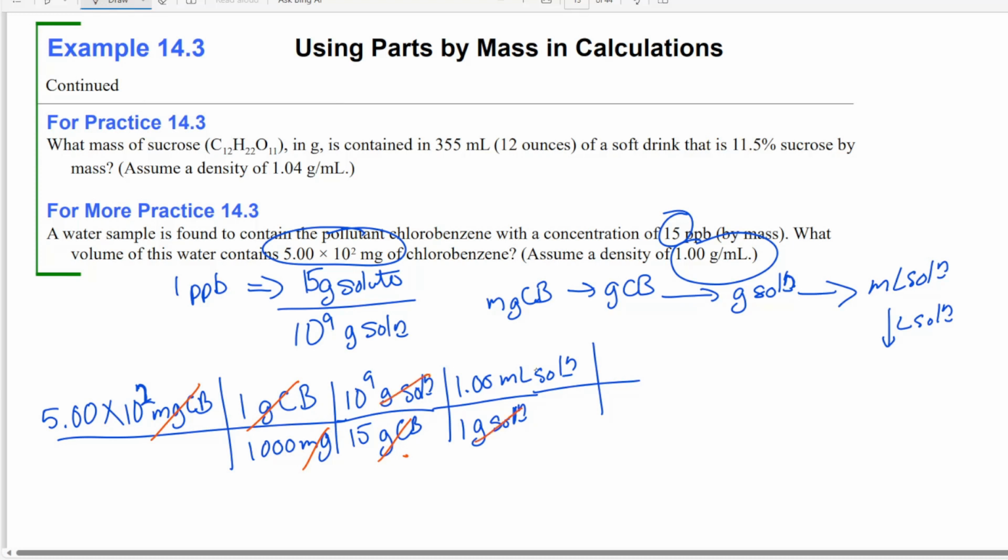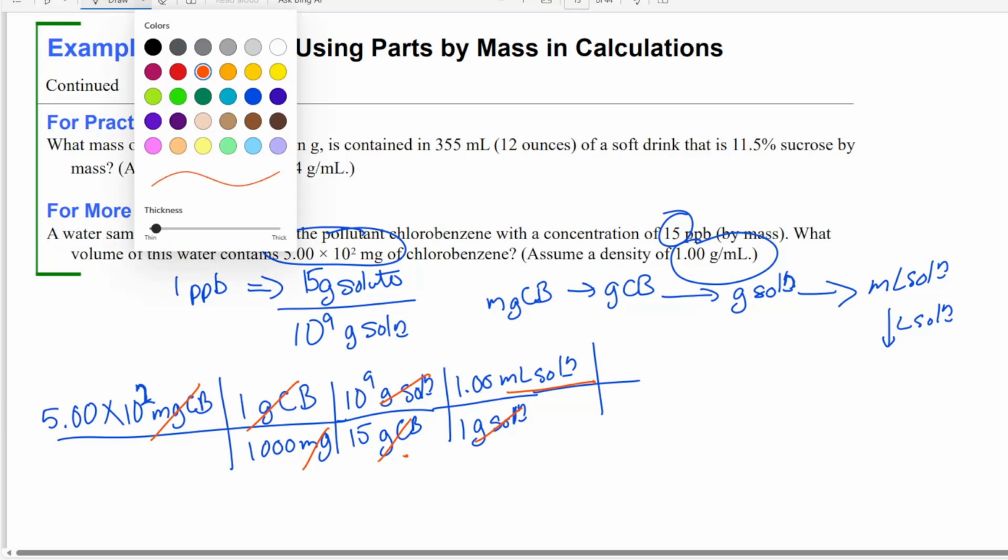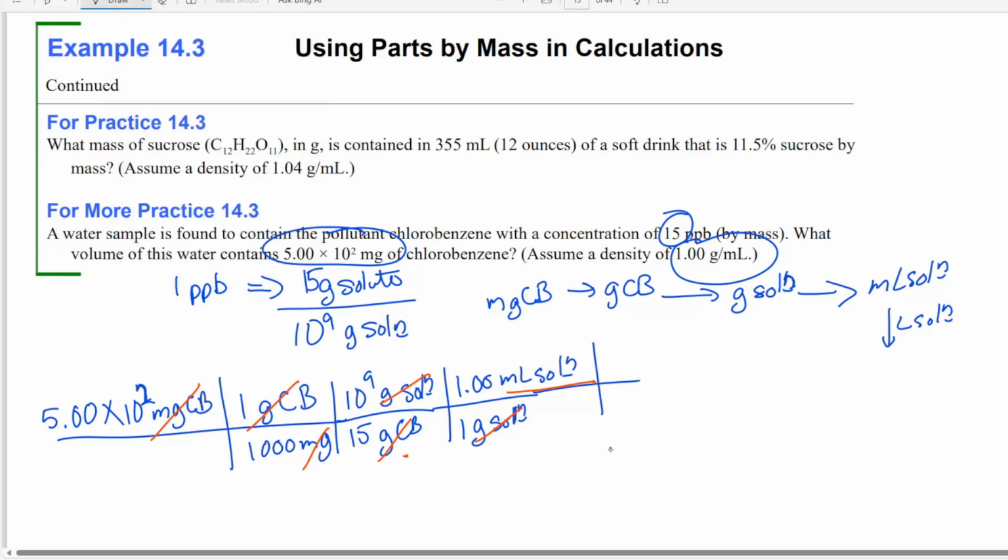Grams of solution cancels, and now we have milliliters of solution, which I guess we could technically stop here, but I'm going to go ahead and convert this to liters, and we know that 1,000 milliliters of solution is 1 liter of solution. Alright, and that gives us 3.3 times 10 to the 4th liters of solution.